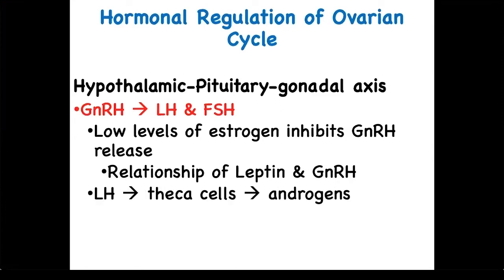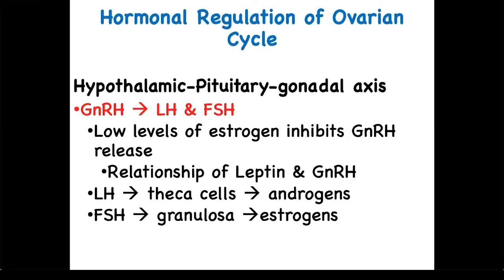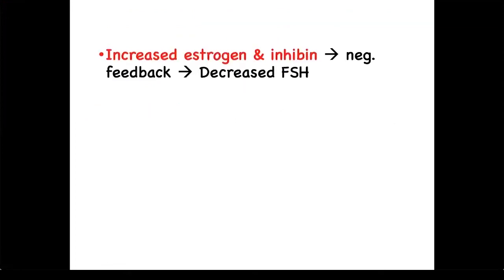In response to gonadotropin-releasing hormone, LH is released. LH will bind to the theca interna cells. Those cells then will take up cholesterol and convert it into androgens. FSH will go to the granulosa cells and stimulate them to take the androgens and convert them into estrogens. You need to know which cells have receptors for which hormone and what happens in response to the hormones. Recall that increased levels of estrogen and inhibin through a negative feedback mechanism will decrease the release of follicle-stimulating hormone.